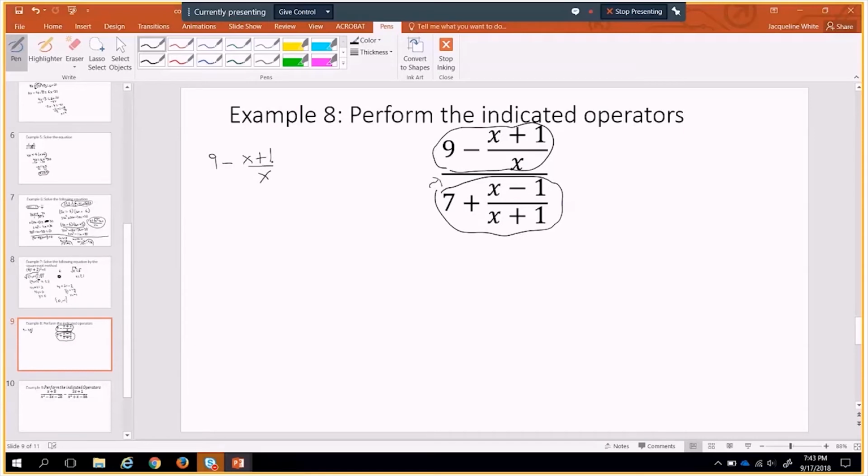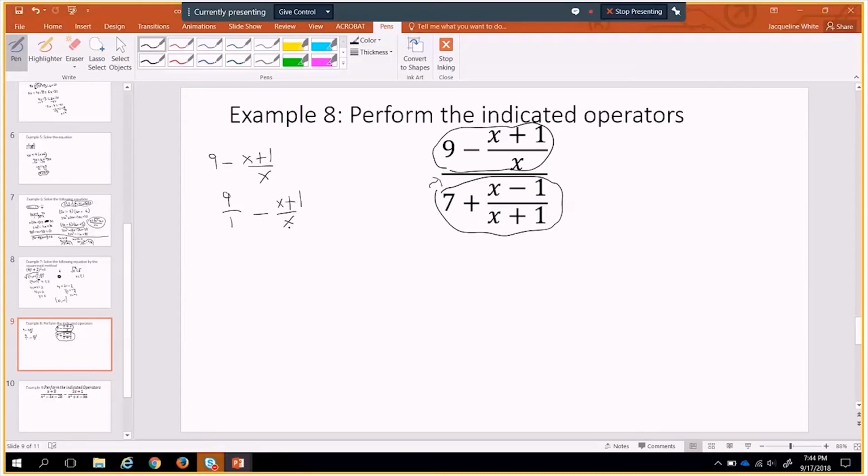What do you guys know about this, right? This 9 over 1 is what? Oh man, I just gave you guys basically the answer for this one. This 9 is what? Remember in the other example where we had a 30x minus 11? We wanted to put it over 1, right? So we want to put this 9 over 1. So we have a 9 over 1 minus x plus 1 over x, right?